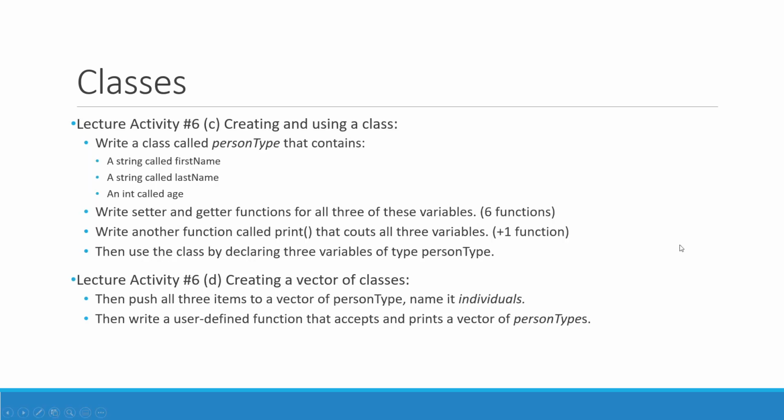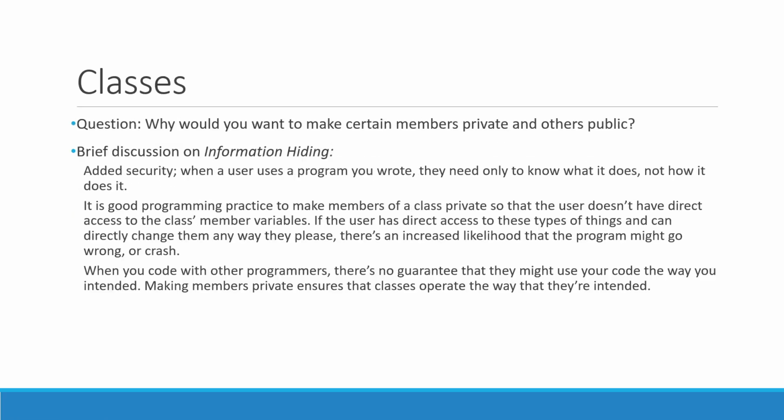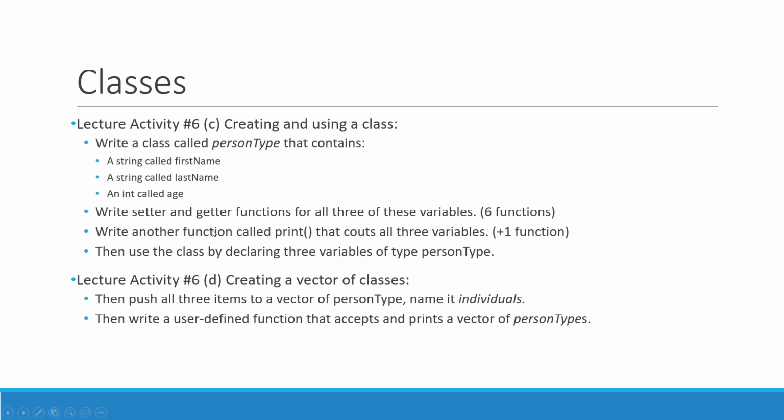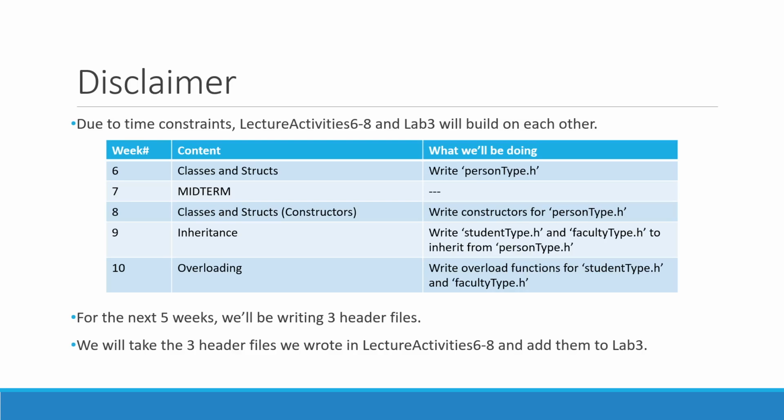So, I understand that I threw a lot of information at you, but it'll make better sense when we actually begin this next part of the lecture activity, which is creating and using a class. Okay? So we're gonna write a class called person type. This stores the data of a person, and if I go back over here, your lab 3 is going to require 3 classes in order to work. One of them is person type, which is what we're going to write this week. The other ones are student type and faculty type, which we will write at a later date.